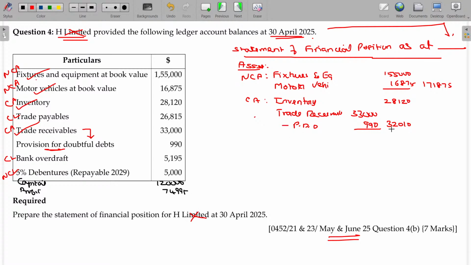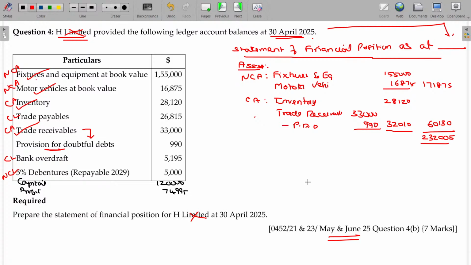So that's all. So if I add these two, I will get total current assets 60,130. Total assets being, you add these two, 2,32,005.